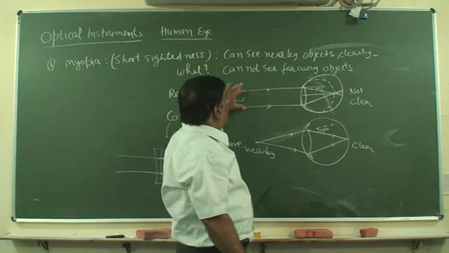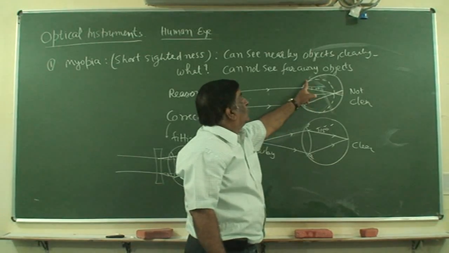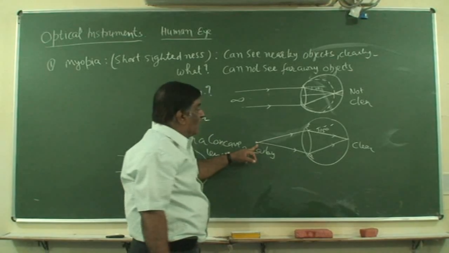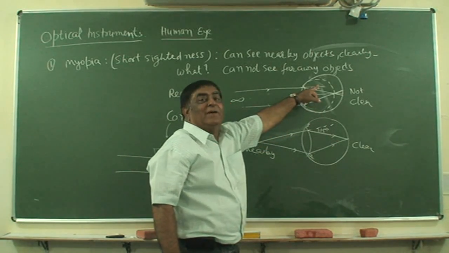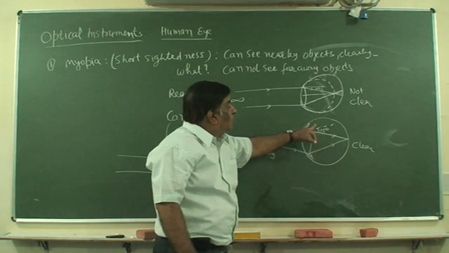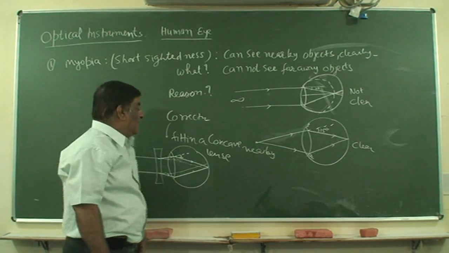This is the diagram: far away objects we cannot see. Why is it there? Due to a defect of the eyeball. The nearby objects we can see clearly because the eye cannot bend light less than a certain amount, but it can always bend more than that. So this will bend more than that and it is here.